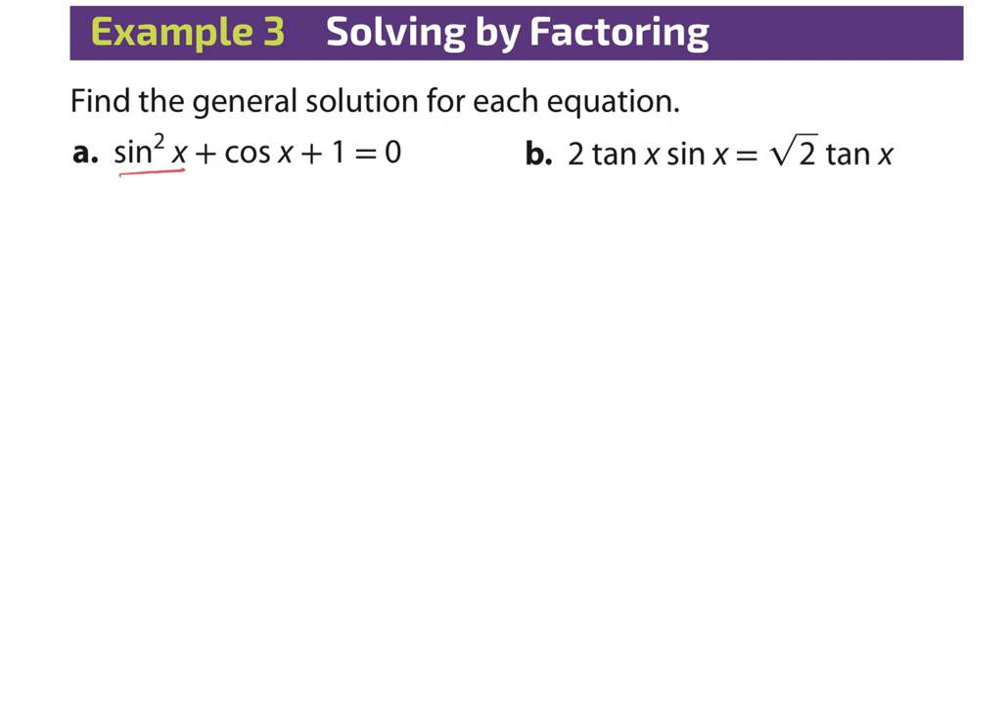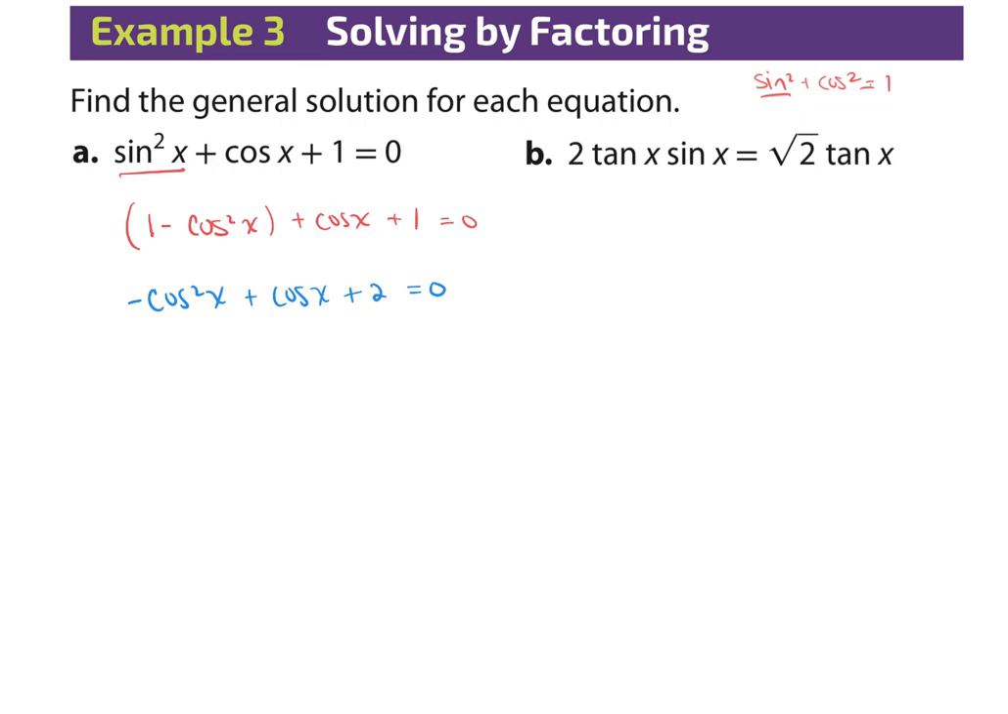Now, just a reminder, it's sine squared plus cosine squared equals 1. So if I want to replace the sine squared, I'm going to replace it with 1 minus cosine squared, right? And so I'm going to replace this whole thing here with 1 minus cosine squared of x. And then I have the cosine x plus 1 equals 0. So I have negative cosine squared of x plus cosine of x plus 2 equals 0.